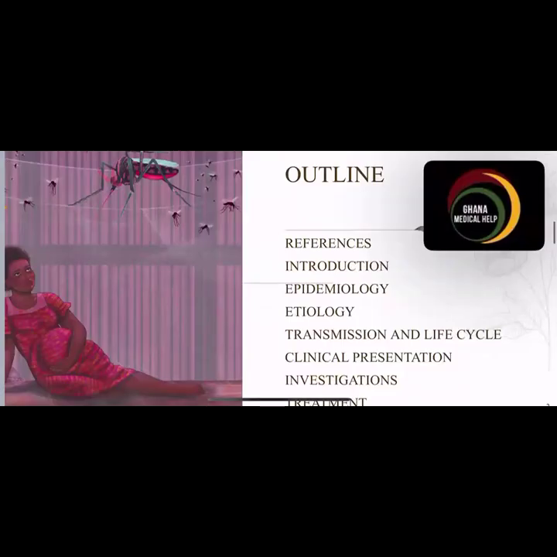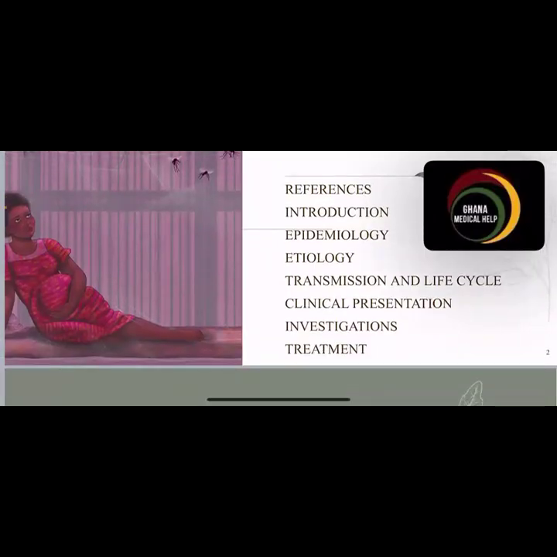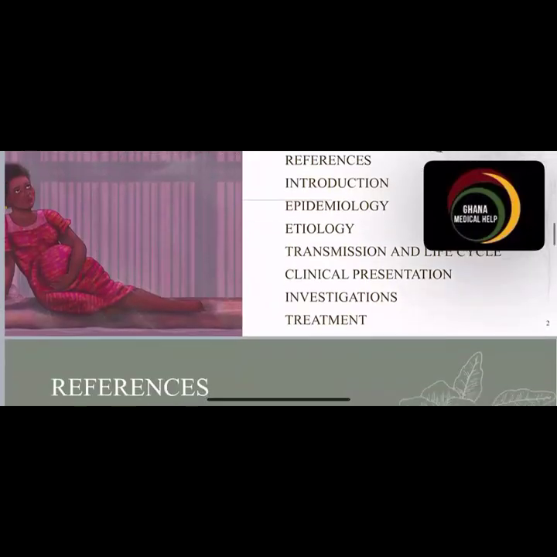This will be my outline. I usually start with the references because as we go on, if you have those books or information around, whatever I say, you can always cross-check. And at the end of the presentation, if you have any corrections, you can bring them forward so we all learn. It's a learning platform for everyone. So I'll start with my references, introduction, epidemiology, etiology, transmission and life cycle, the clinical presentation, investigations, and treatment. There is supposed to be chemoprevention as a part of it, but I'm sure it didn't show, but let's move on.